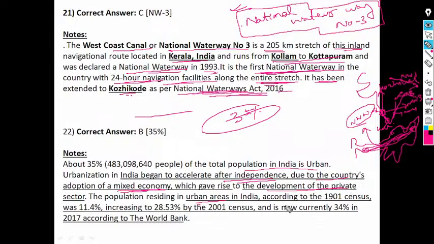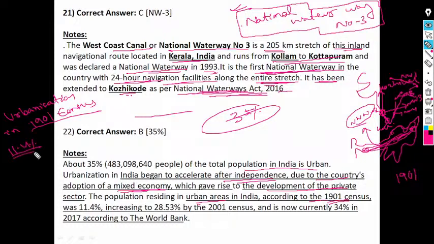The population residing in urban areas in India according to the 1901 census, let us see how much urbanization there was. Urbanization in the 1901 census is near about 11.4%, which increased after 100 years. In the 2001 census it is near about 11.4 to 34%.